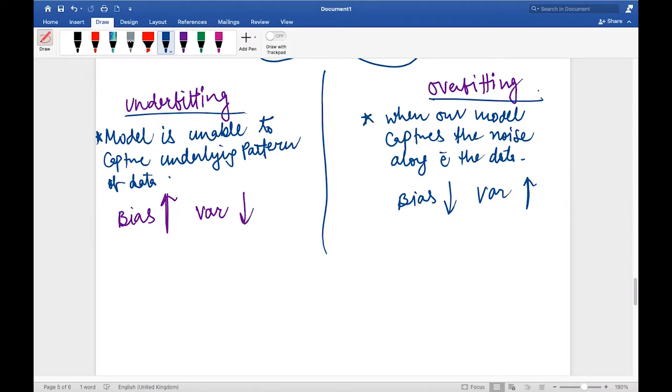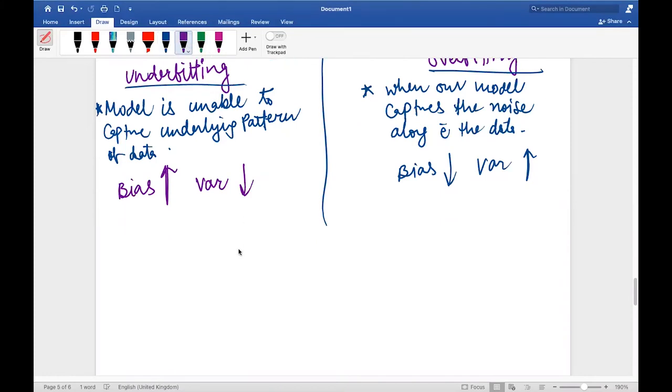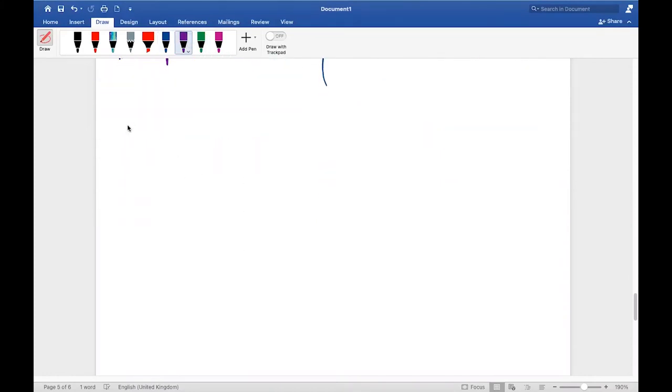First of all, let me quickly make a kind of graph for you. So if I have to show overfitting, let me just.